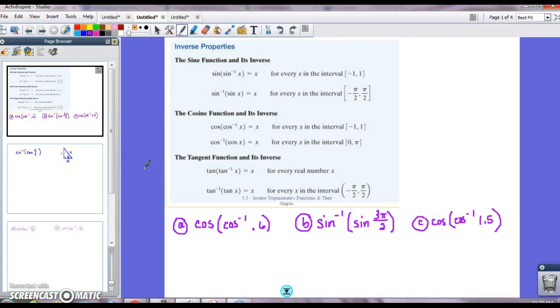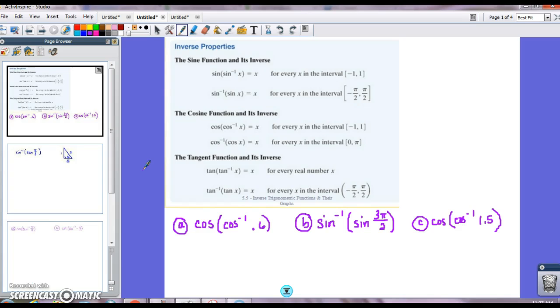Hi folks, today we are going to talk about inverse properties. We started talking about them yesterday, and we're going to talk about composition of trig functions. So yesterday we went through all of the different inverse properties. I have them up on the screen here for you. I want to do a few more example problems just so you get the idea of how these work.